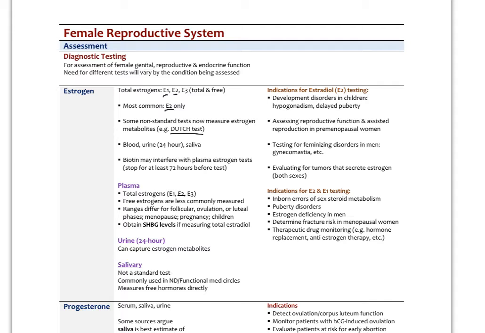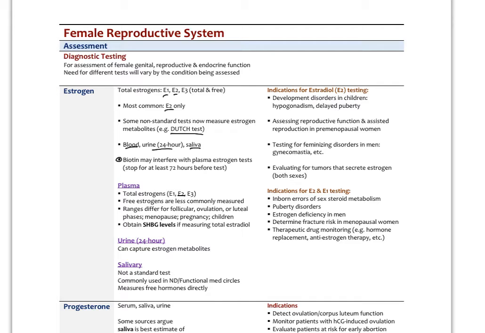We typically use, for measuring estrogen in the conventional sense, plasma tests, blood tests, or we can use a 24-hour urine test or saliva. Now, importantly, this is something we need to tell our patients, that biotin and biotin supplements can interfere with plasma estrogen tests. So we need to stop for at least 72 hours before the test.